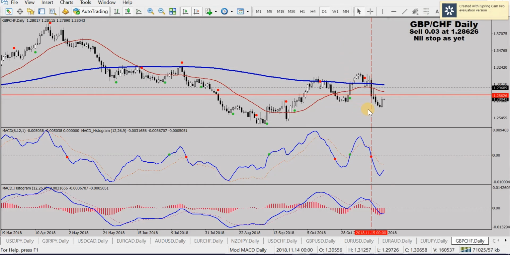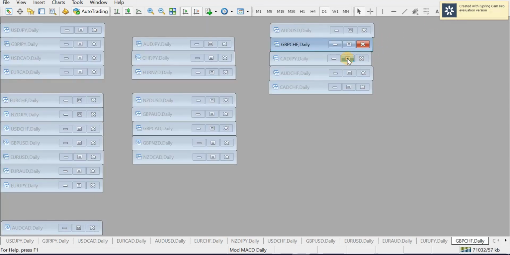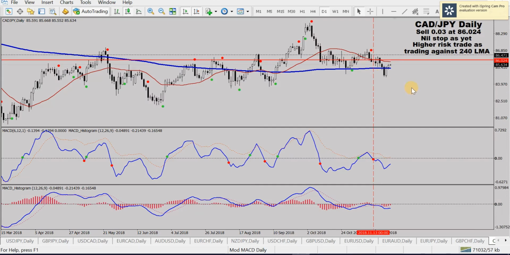Pound Swiss in a sell, went about 180 pips down, then bang, yesterday up she goes. Brexit, Brexit, Brexit. So in a sell, I've decided I'm going to start reducing my risk on these pound pairs. So closed 2/3 of this trade and put a stop in place at 1.29689. So I'm not getting much out of it, but I'm reducing my overall risk.